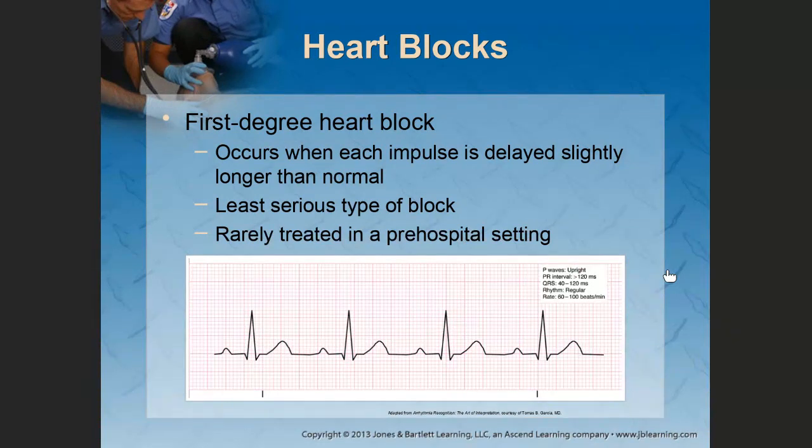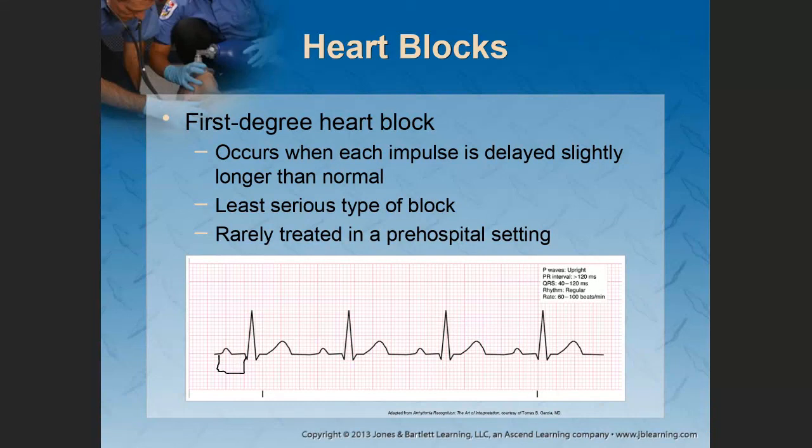Yes, it is. Now, this is the subtle change in this rhythm. So this is what is different. Is the PR interval normal? That is what is different in this rhythm. Is it normal? This is where the PR interval begins. This is where it ends. Is that 5 small boxes or greater than 5? It's greater, right?